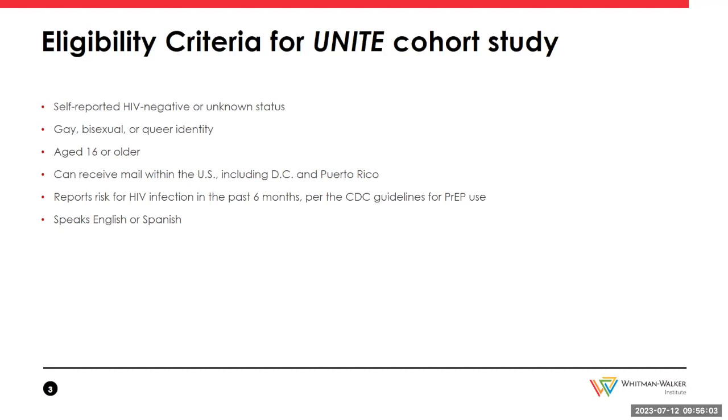reporting risk for HIV infection. So this was, like I said, back in 2017, and so the CDC still had guidelines on risk criteria for PrEP. And so we used a modified version of those criteria for enrollment. And in fact, they also could not be on PrEP and adherent to PrEP. So we enrolled people who were on PrEP but reported non-adherence. But if they reported excellent adherence, then we didn't enroll them in the study. And the study was available in both English and in Spanish.